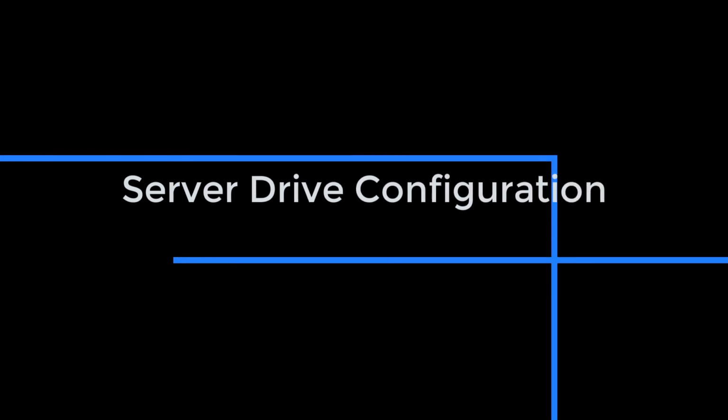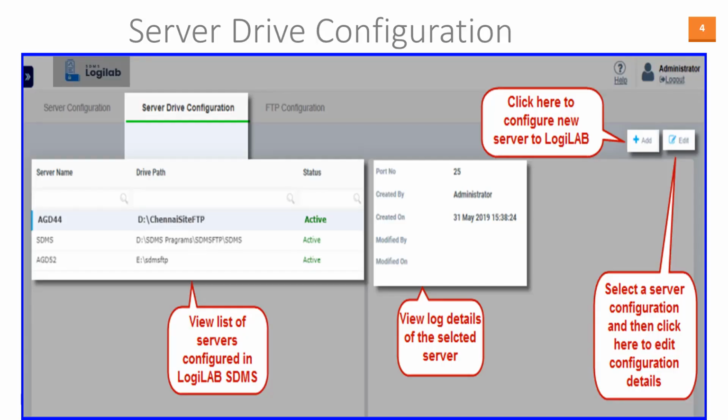Now let us proceed to the server drive configuration. This is the home page of the server drive configuration, which is shown in the screen. The server drive configuration, similar to server configuration screen, has got two main parts. One is the left hand side, another one is the right hand side. In the left hand side, you have the list of all the servers that have been configured in the Logilab SDMS system. On the right hand side, the details of each server is listed.